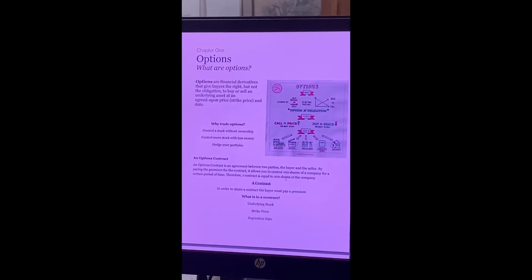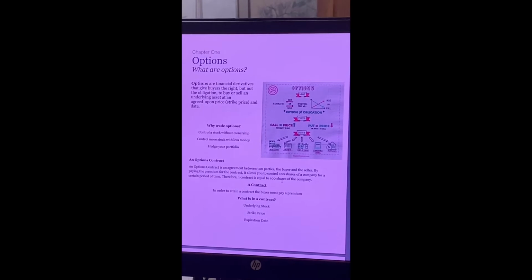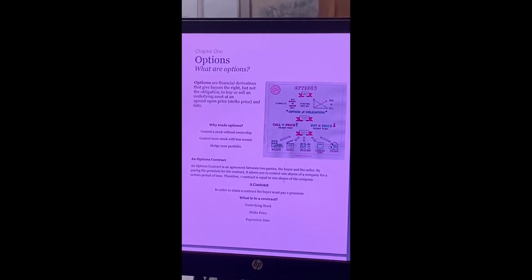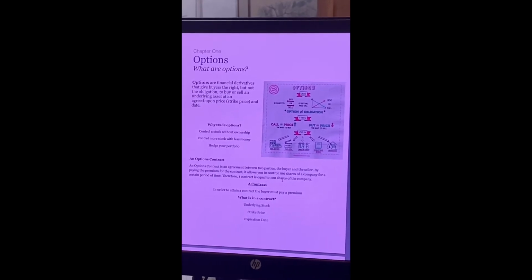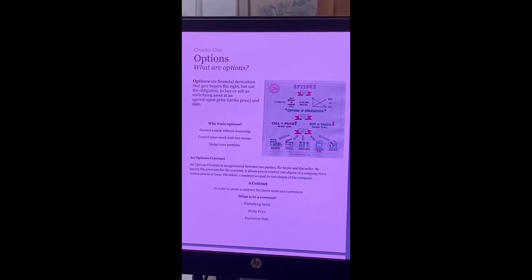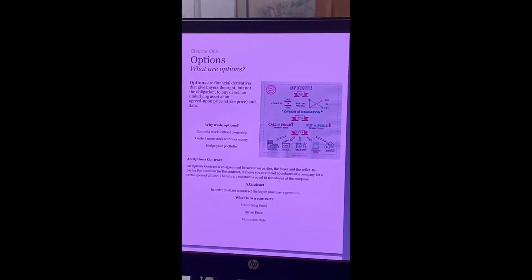Another reason why we trade options is to hedge our portfolio. In terms of a down market, there are different strategies such as married puts, spreads, and iron condors, which you could play in order to protect your assets or whatever your holdings are. Now, what is in the contract? In the contract, we have the underlying stock, we have the strike price, and the expiration date.